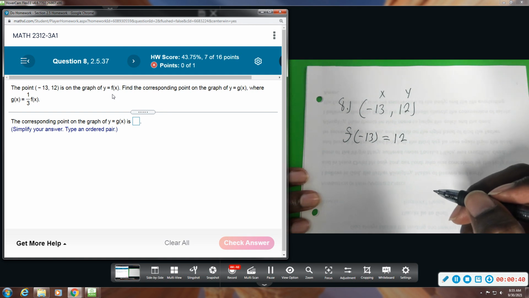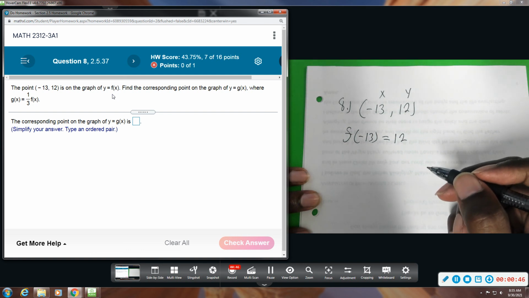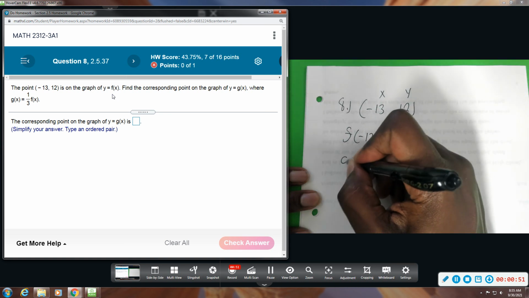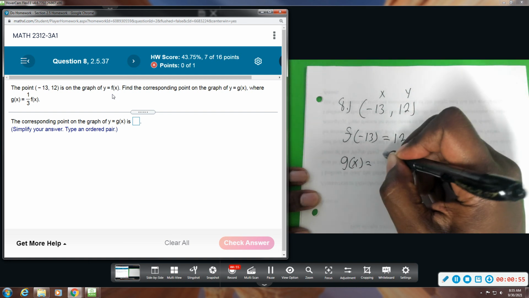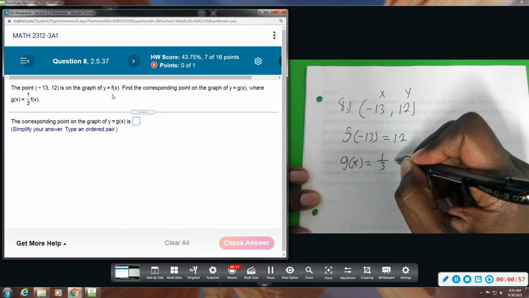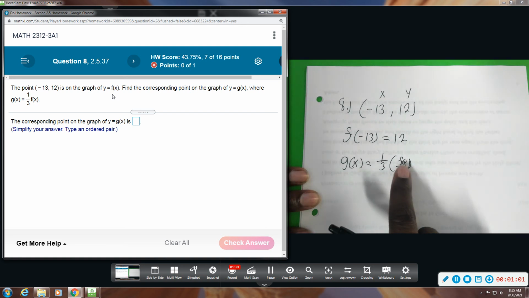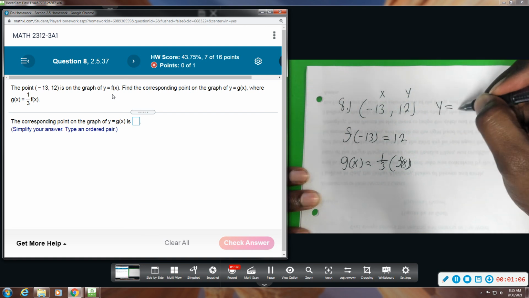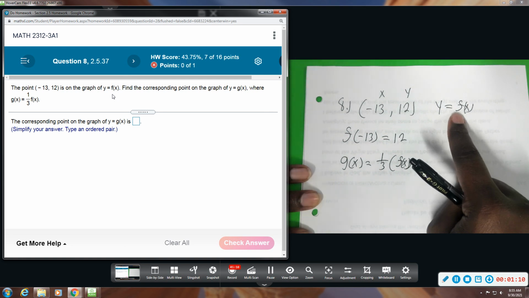Now we want to find the point y equals g of x. Okay, and it says g of x is equal to 1/3 of f of x. So g of x equals 1/3 f of x. Okay, so what is f of x? F of x is equal to y. Y equals f of x. That's what we're told. Or you need to understand that y and f of x are the same thing.